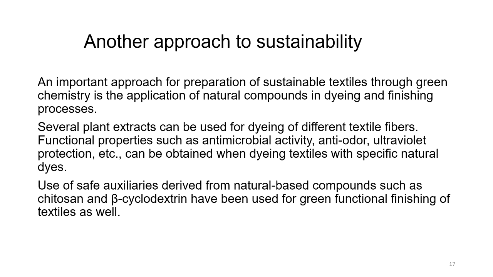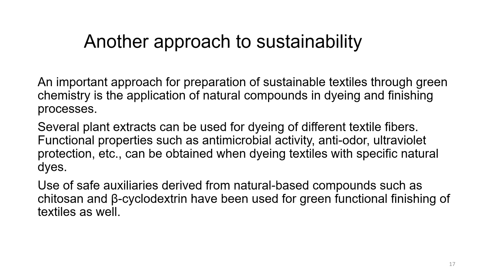Another approach to sustainability. An important approach for preparation of sustainable textiles through green chemistry is the application of natural products in dyeing and finishing processes. That means several plant extracts can be used for dyeing of different textile fibers. Functional properties such as antimicrobial activity, anti-odor, ultraviolet protection, etc., can be obtained when dyeing textiles with specific natural dyes.